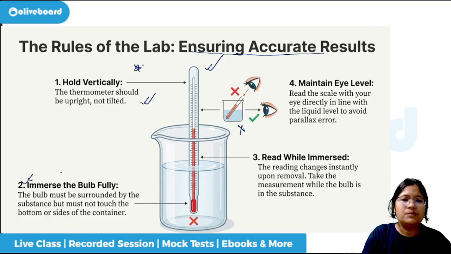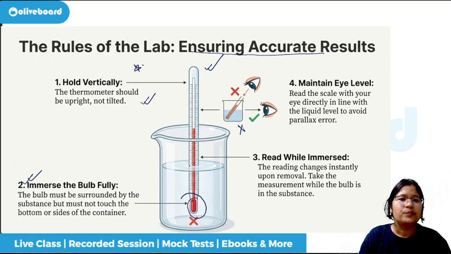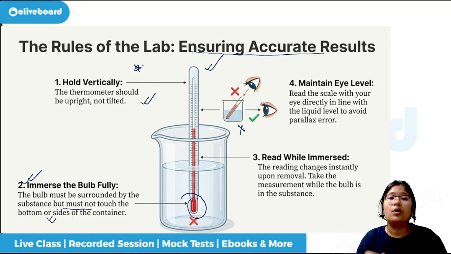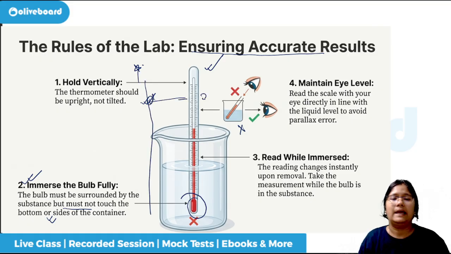Now we have to immerse the bulb fully. This is the bulb and it has to be immersed fully, and also the thermometer must not touch the bottom or side of the container, because in that case, the temperature below or at the contact surface of the container may also matter. For that, some stand may be required in which we can attach the thermometer like this.